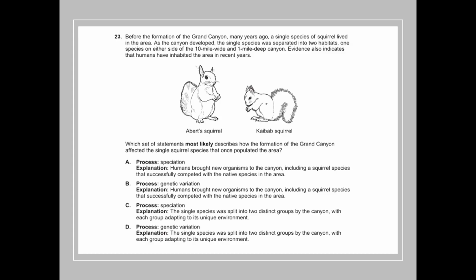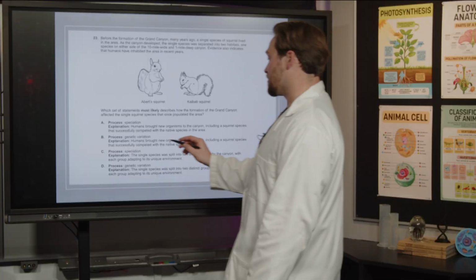All right, this says, before the formation of the Grand Canyon many years ago, a single species of squirrel lived in that area. As the canyon developed, the single species was separated into 2 habitats, 1 species on either side of the 10-mile wide and 1-mile deep canyon. Evidence also indicates that humans have inhabited these areas in recent years. Which set of statements most likely describe how the formation of the Grand Canyon affected the single squirrel species that once populated the area? The best answer for this one is C.